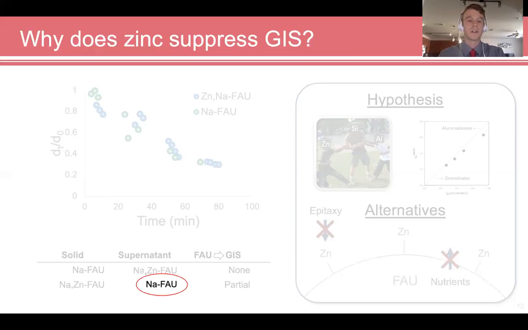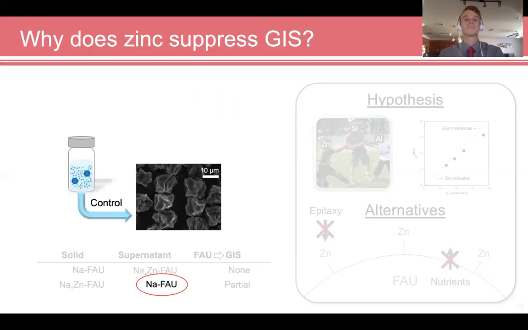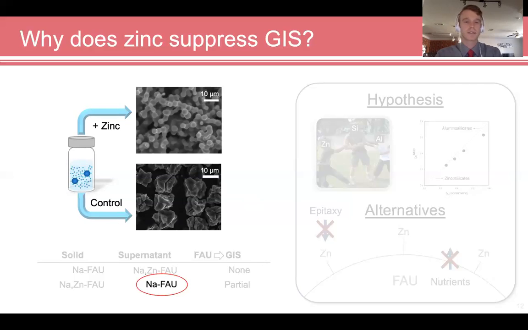And then to do one final study on this, we took the phagosite supernatant without zinc. We recreated this and we found that by synthesizing just that supernatant, we can form GIS without any phagosite intermediate. So this shows pretty conclusively that GIS does not require a phagosite intermediate to actually form. And then of course, when we add zinc to this, it suppresses any GIS and we get instead an amorphous material.